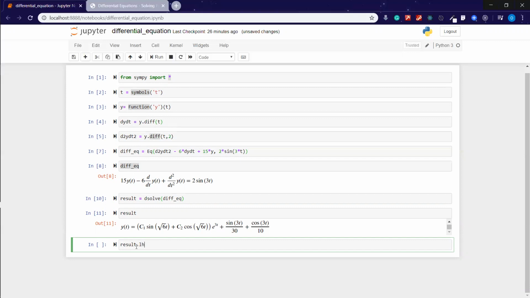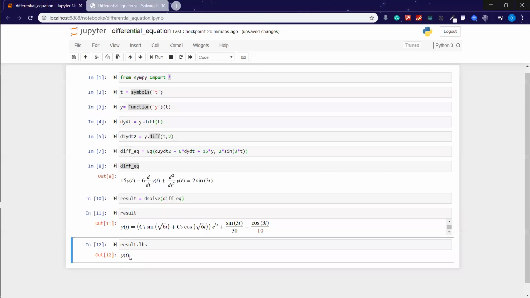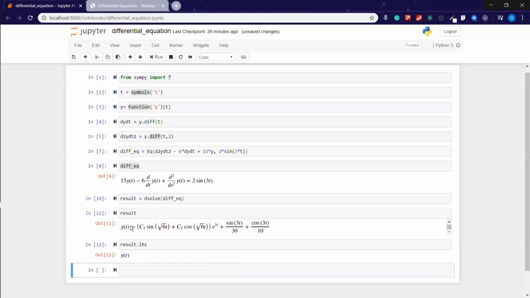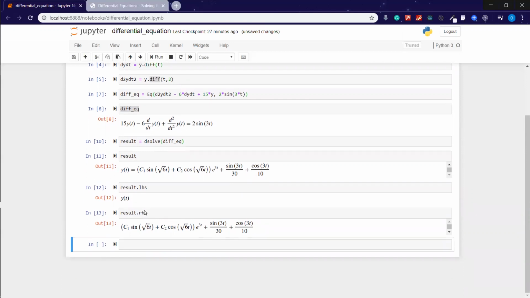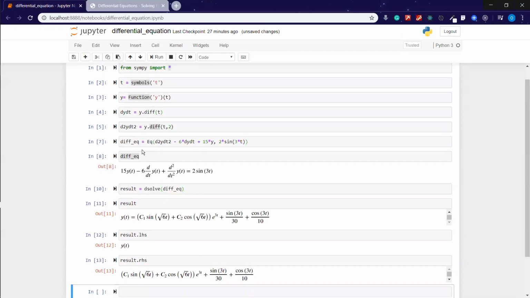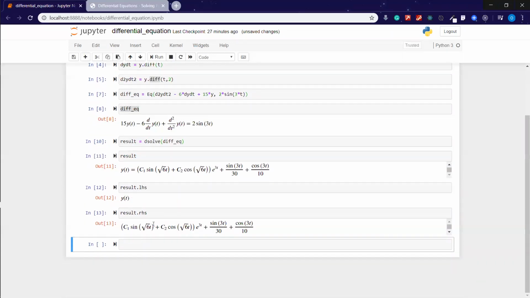So let's start with LHS first, and that's y of t. So it gives me just what is on the left-hand side of the equation. And similarly, results.rhs gives what you have on the right-hand side of the equation. Okay, so the variable result holds the whole equation with me, like I said earlier with differential equation, diff eq.